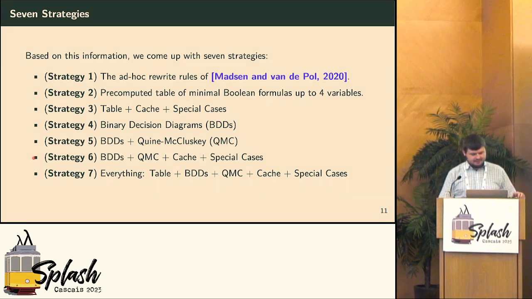Then on top of that, we add back the caches, add back the special cases. And then the last strategy, we have everything, where if the query involves 4 variables or less, then we use the tabling. Otherwise, we use BDDs.